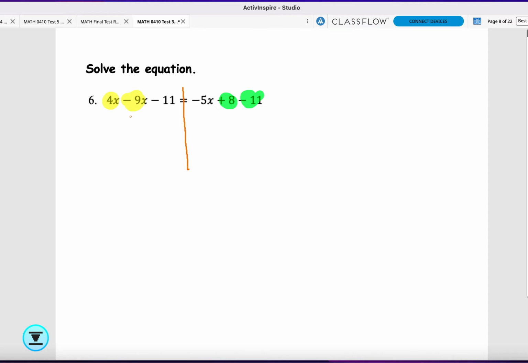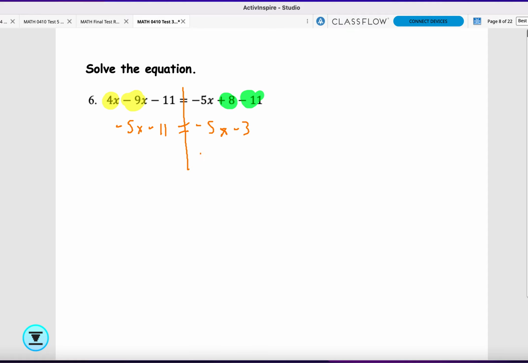You have 4 x's, but you owe me 9. Well, you give me the 4 that you have, you still owe me 5. So it'll be negative 5x minus 11. Bring down the negative 5x plus 8 minus 11. You have $8, but you spend 11, so you still owe the bank $3.